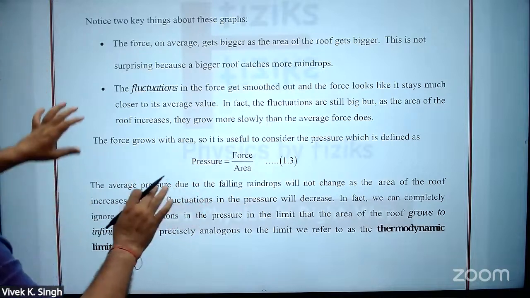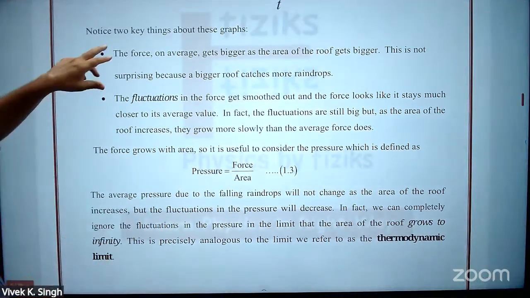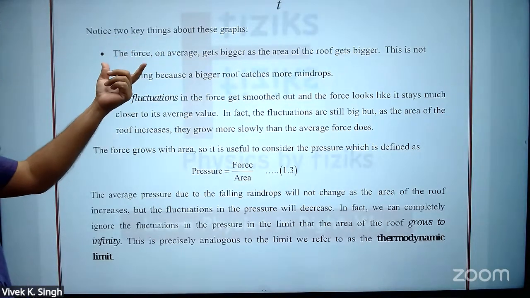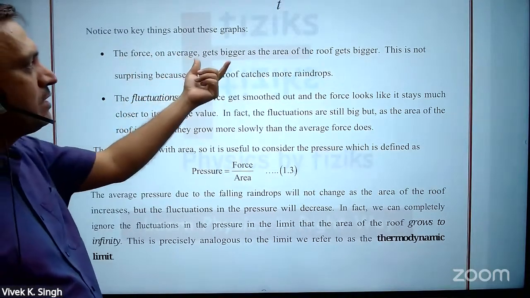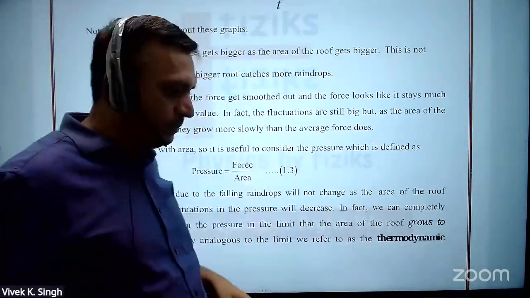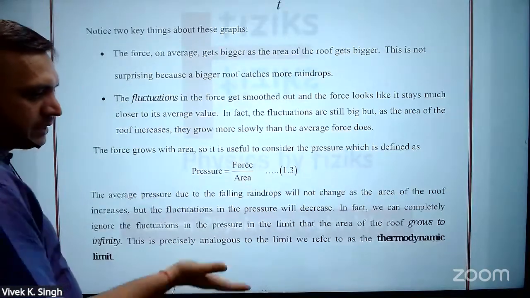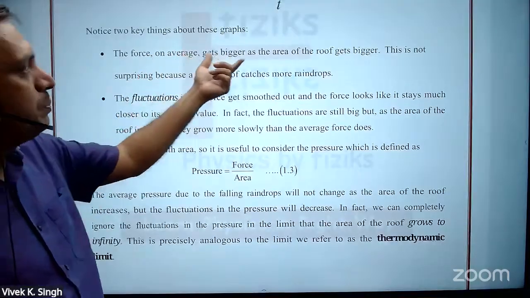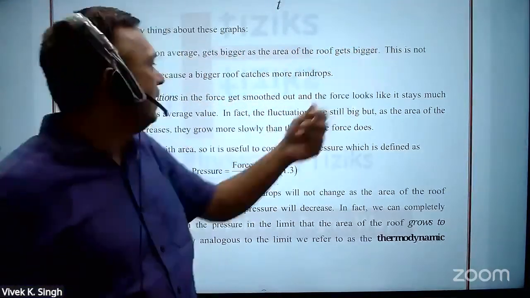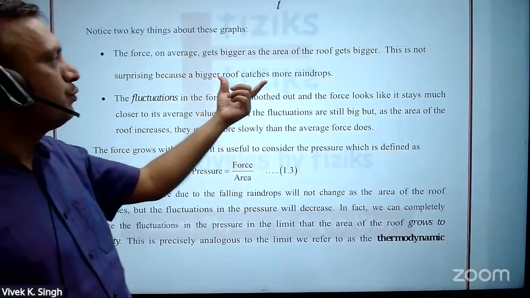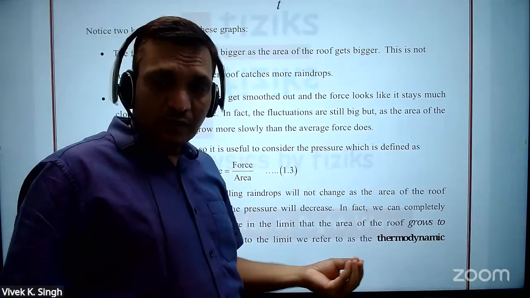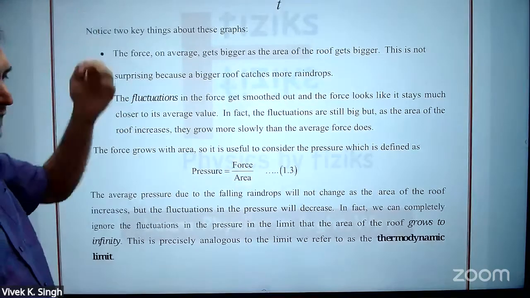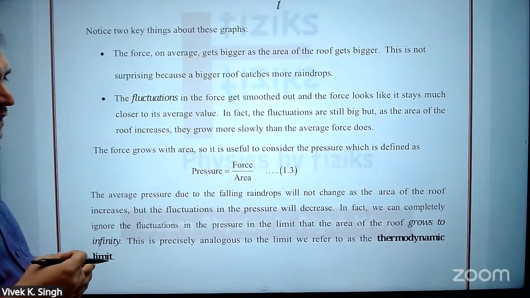So finally, just see, these 2 points are important. Notice 2 key things about these graphs. One thing is the force on average gets bigger as the area of roof gets bigger. If area of the roof is increasing, what will happen? The force gets bigger as the area of roof gets bigger. And this is not surprising because the bigger roof catches more raindrops. When more raindrops are striking on the surface, what will happen? Force will increase and average force will also increase.